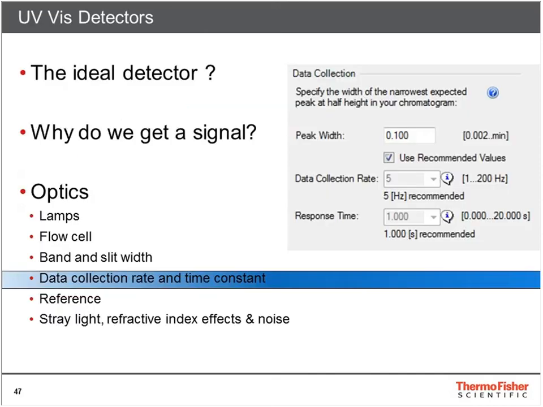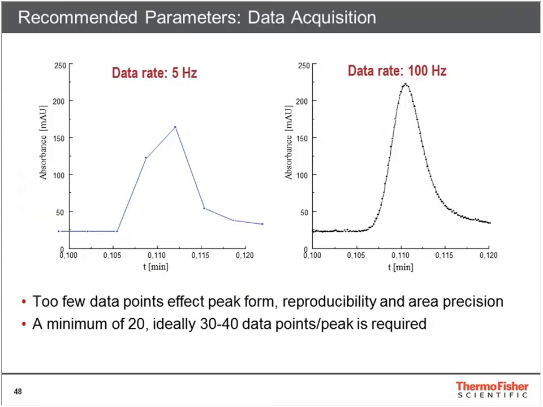We continue with some more settings. This time the data collection rate and time constant. First, the data acquisition rate. This is how many data points are collected in a second. Too few data points affects peak form, reduces stability and area precision, as in the left picture. A minimum of 20, ideally 30 to 40 data points per peak is required. Unfortunately, as high a data collection rate as possible is not good, because a high data collection rate also increases the noise.